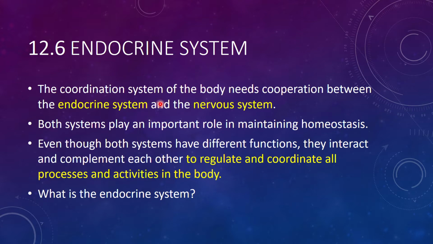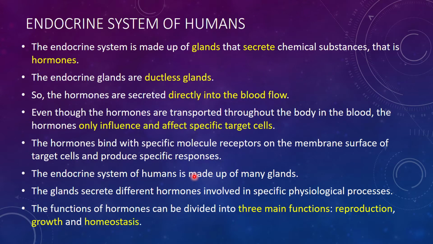Even though these two systems have different functions, they will interact and complement each other to regulate and coordinate all the processes and activities in the body. And what is actually the endocrine system? It is a system made up of glands that secrete chemical substances, which we call hormones. The endocrine glands are ductless glands. That means these hormones will be directly secreted into the blood flow. They don't have their own channel for the hormones to flow through. It is through the blood.